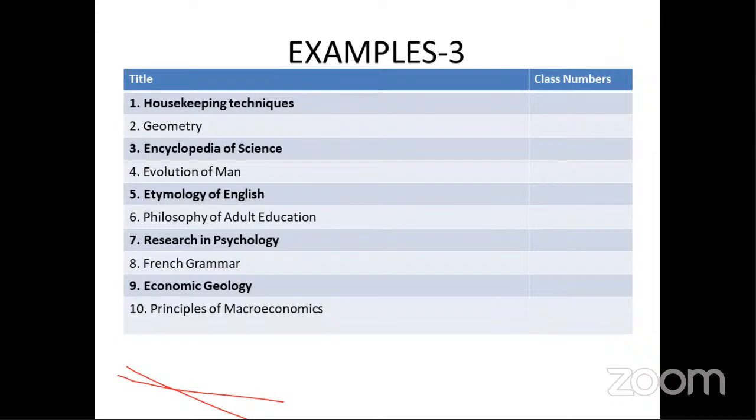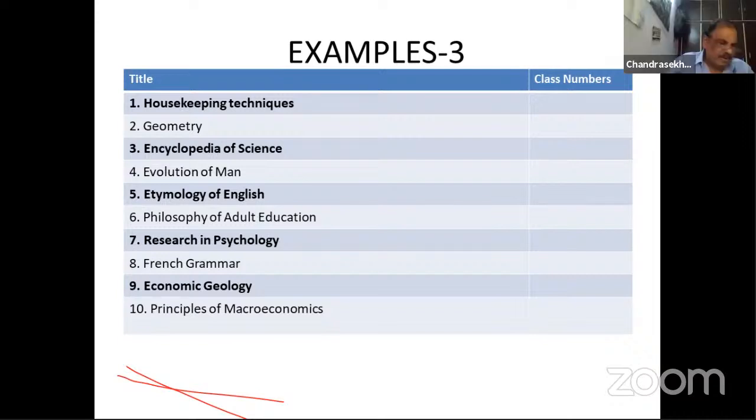Correctness, sir. 57. So 576 is genetics and evolution. Both subjects are covered. 576.5 is genetics. 576.8 is evolution. Even if you write 576, it is also correct.